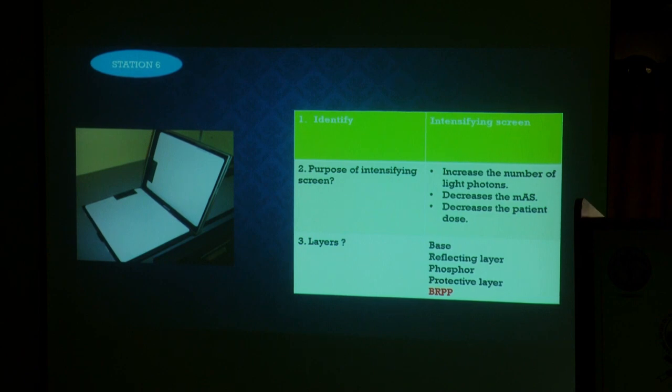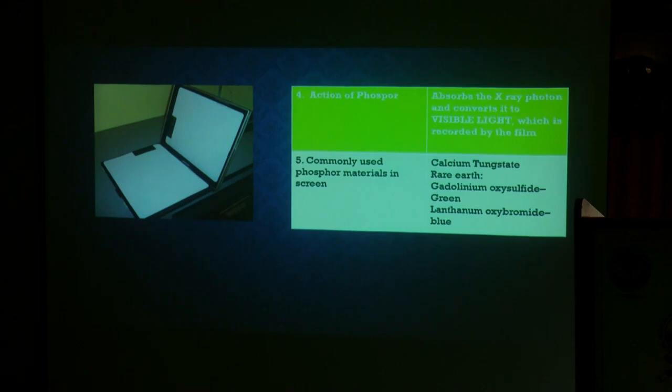What is meant by phosphor? It is the component within the intensifying screen which converts the incident energy into some other form of energy. That is, it is a scintillating material. We all know that the term scintillation means emission of light. So whenever an X-ray beam falls on it, it will emit light. So it is converting X-ray energy into light energy. So what is the action of phosphor? It absorbs X-ray photons and converts them into visible light.